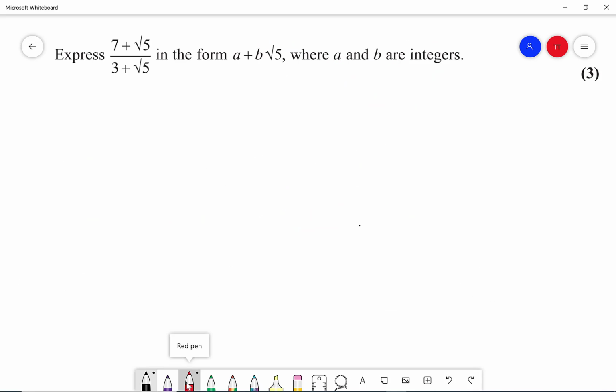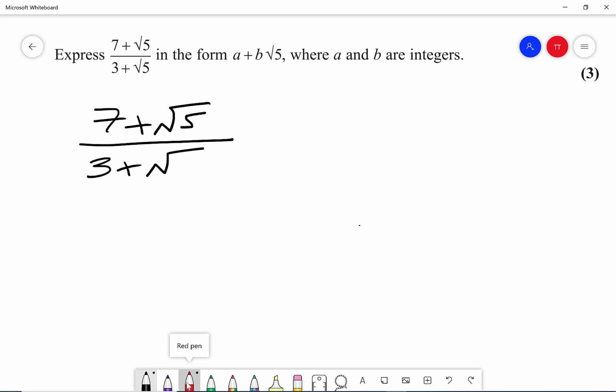Here's another question for you to try. You can pause the video, and when you're done, I will go through my worked solution. Okay, welcome back. So we've got 7 plus root 5 over 3 plus root 5.